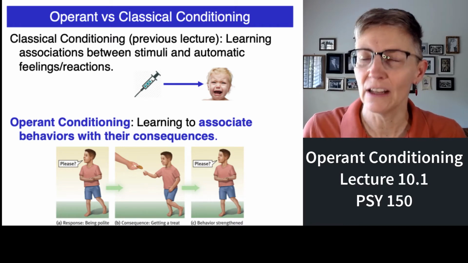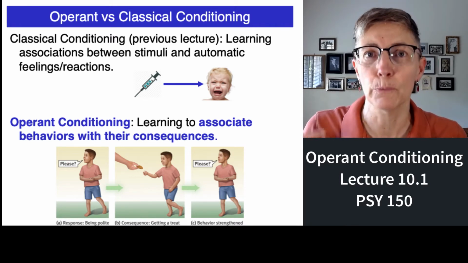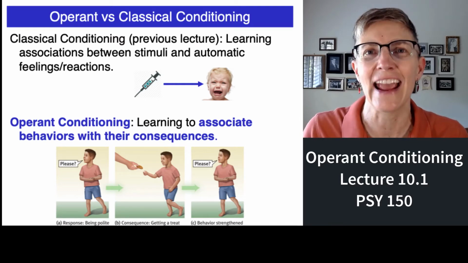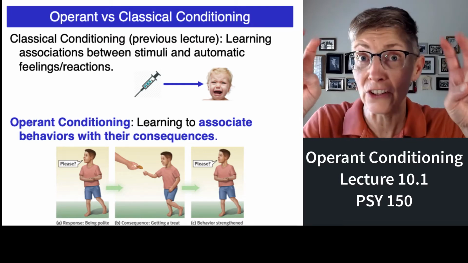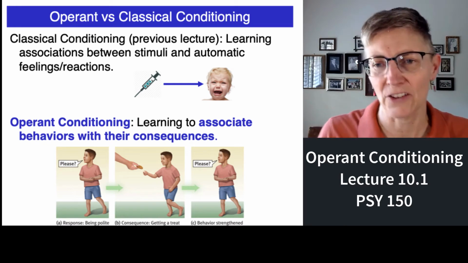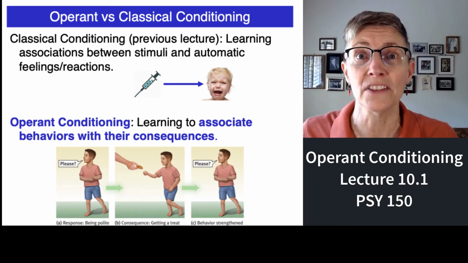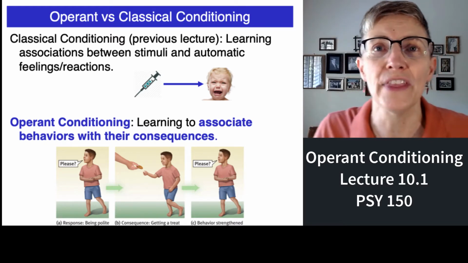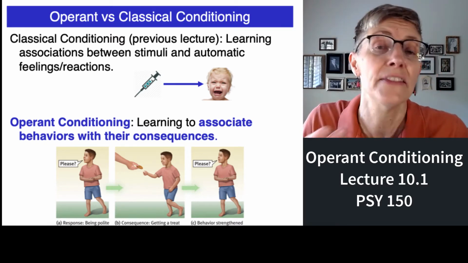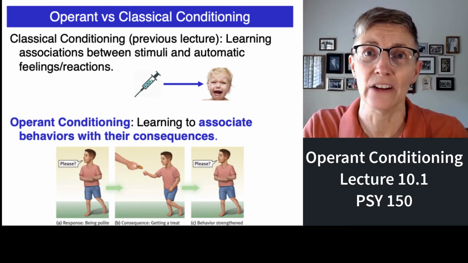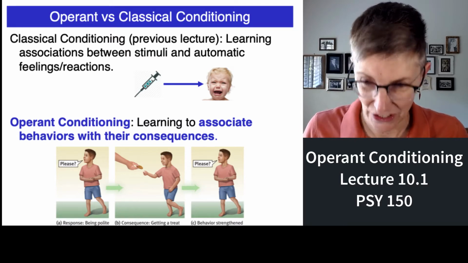Operant conditioning, you have to do something. The person undergoing operant conditioning has to operate on their environment. They have to act on it. So if you want your child to say please when they want something, then you can reward them each time they say please. That's operant conditioning. Parents know all about operant conditioning.